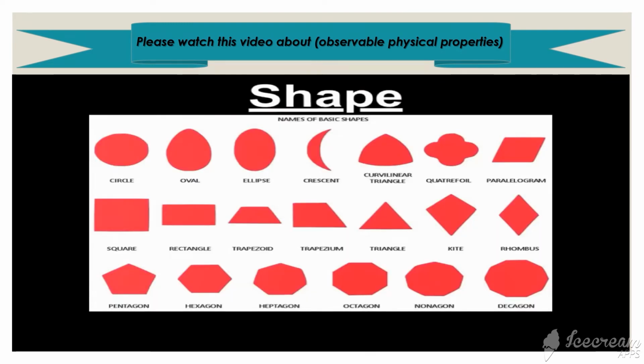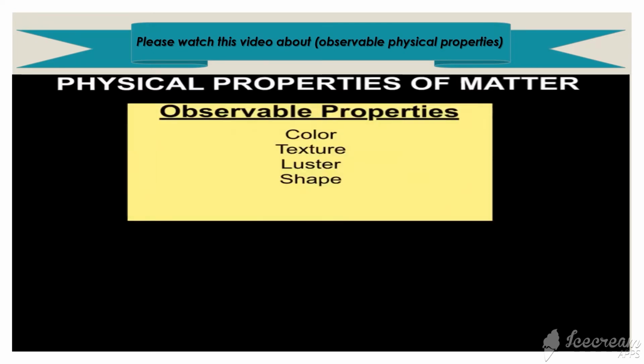Shape is the next observable property of matter. Tires on our vehicles are circles. Stop signs are octagons. Tiles on the floor might be squares. They might be rectangles. Hey, they might even be hexagons. So everyday objects have a shape. Please add shape to your observable properties chart.